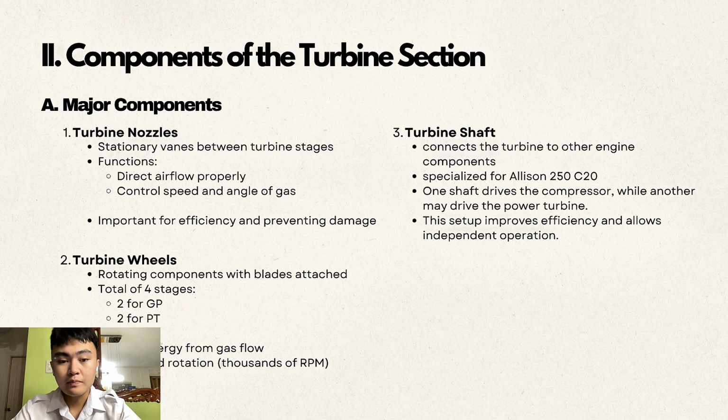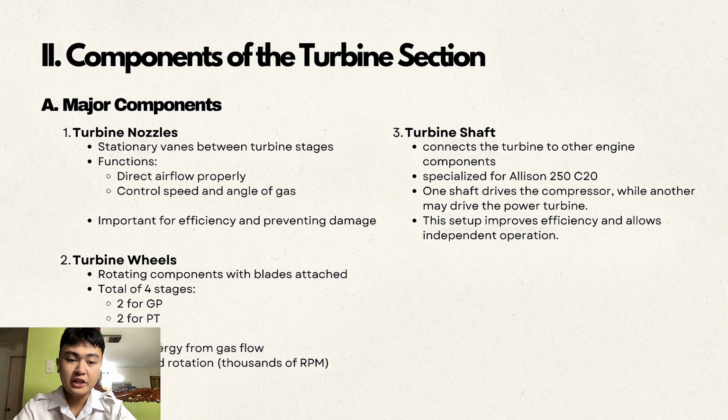Second, we have the turbine wheel. So next is the turbine wheel or rotor. This is a rotating component with blades attached to a disc. As high-speed gases hit these blades, they cause the turbine to spin. This spinning motion is what generates mechanical energy used by the engine.